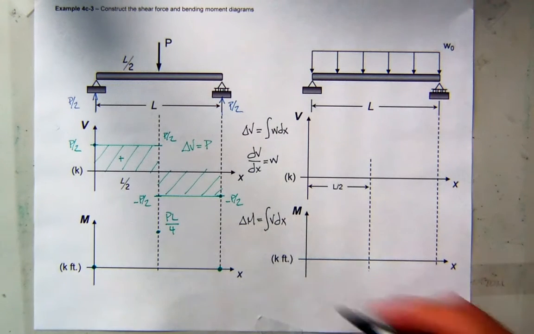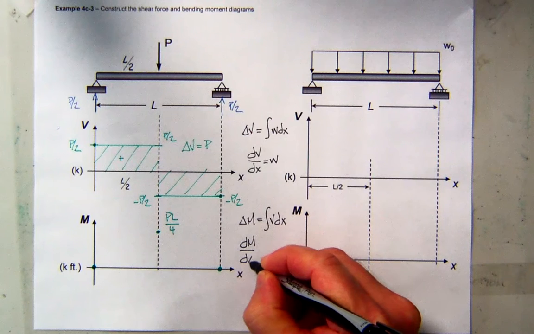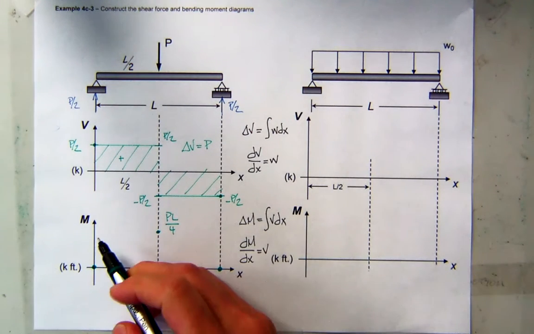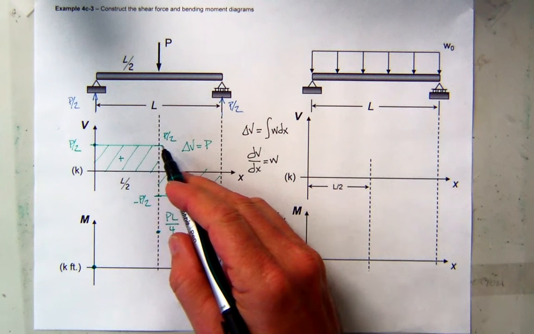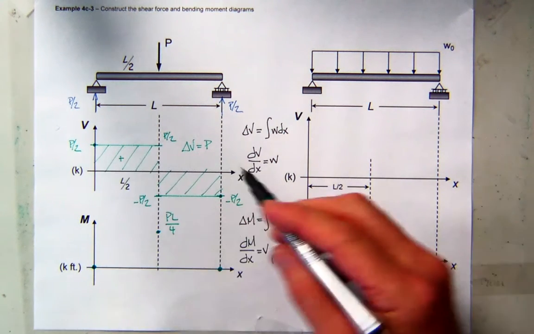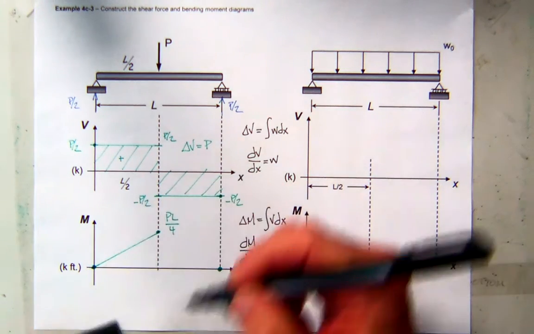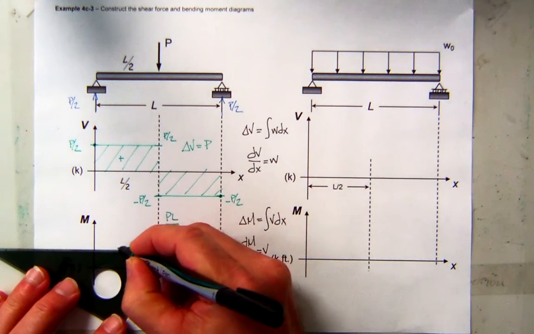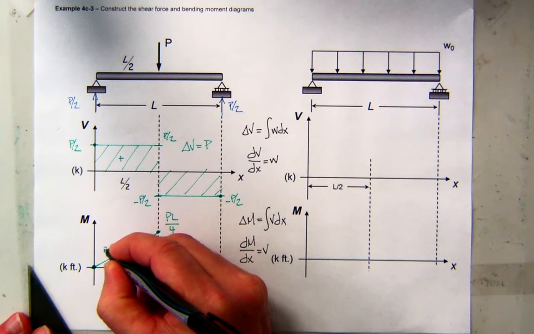And the second part, the derivative relationship, is that the slope of the moment diagram is given by the shear. And you notice the shear value everywhere in this range, 0 to L over 2, is constant and positive. So here is a curve with a constant positive slope. In fact, if I asked you what the slope of that diagram would be, you would tell me it's P over 2.